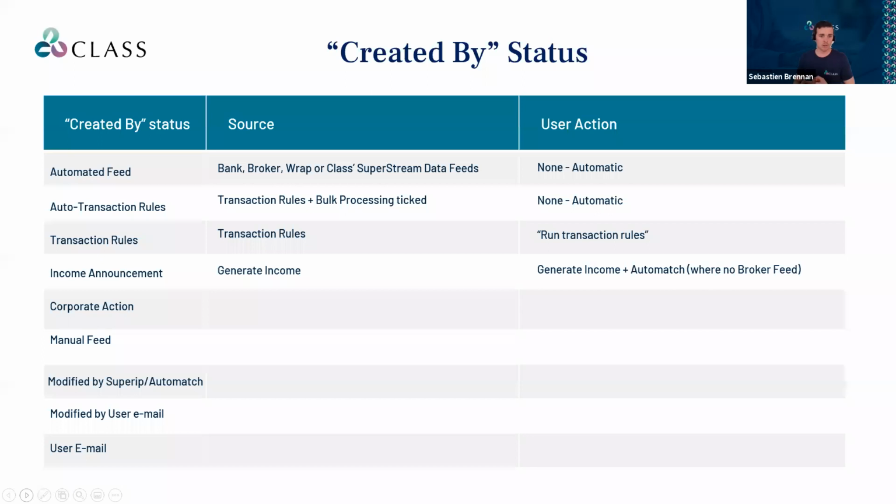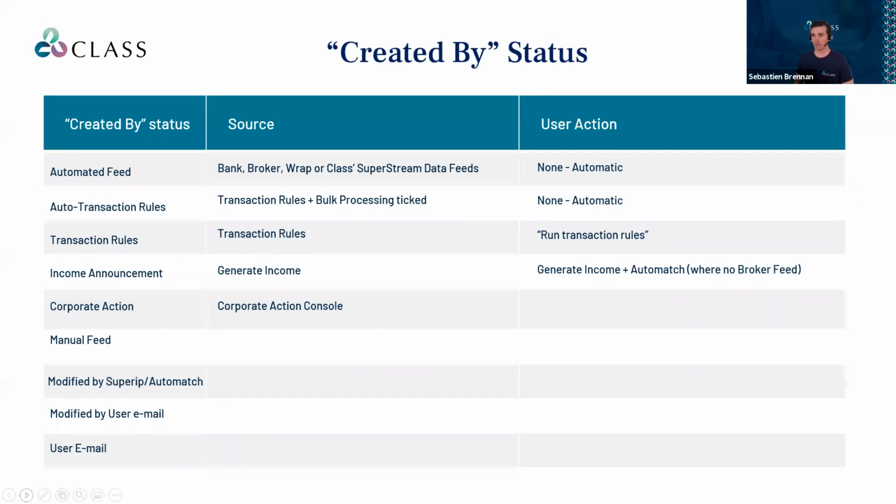The system will generate your income and match it off. If you don't have a broker feed set up, you will need to firstly generate income. So click the generate income and then click auto match to generate those transactions. The corporate action, they're pretty self-explanatory.